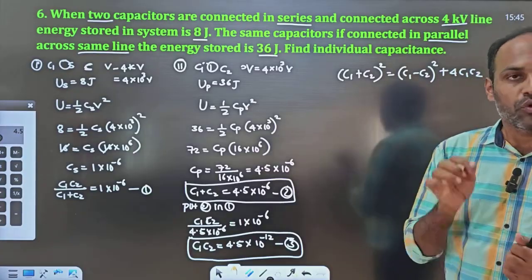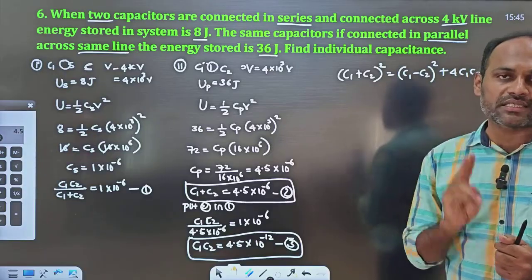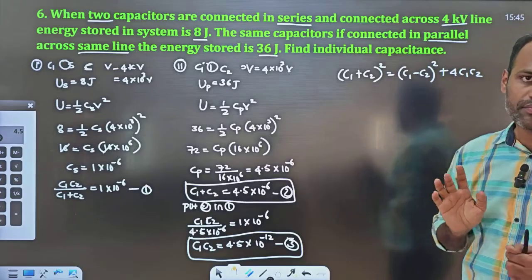Where they will make the mistake. Most of the students will make the mistake there. So when you have the product of two things and the sum of two things, you use this formula to get the individual values easily, right?